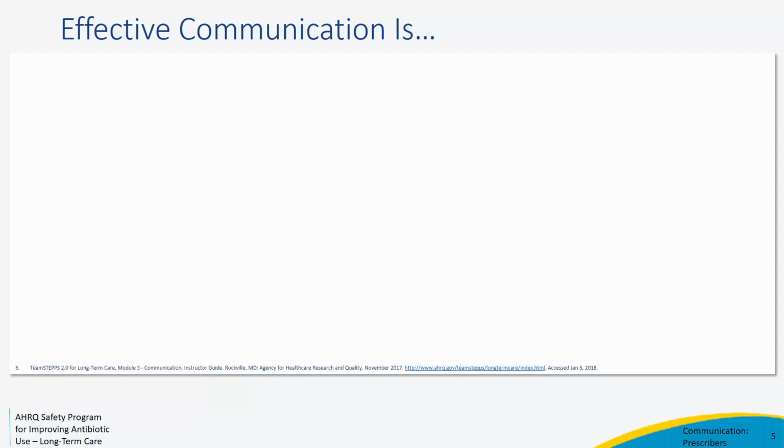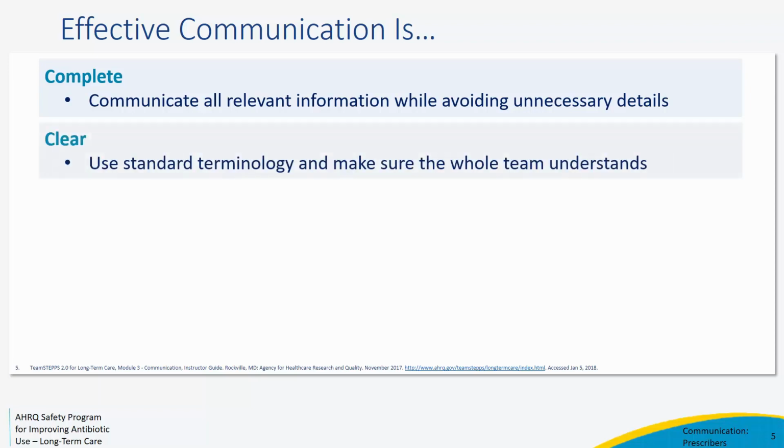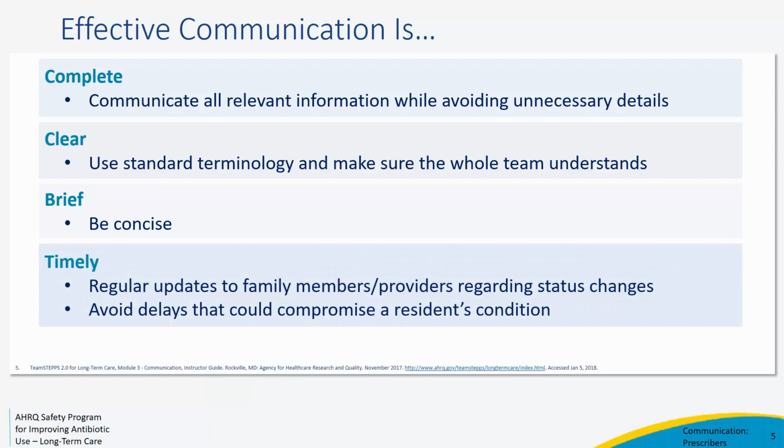Effective communication should be complete. Try to communicate all relevant information while avoiding unnecessary details. Clear. Use standard terminology and make sure the whole team understands. Brief. Being concise is key, especially with heavy workloads and time distractions. Finally, it should be timely. Communication should be provided in regular updates to family members and providers regarding status changes of the resident. Try to avoid delays that could compromise a resident's condition, even if you are caught up in another activity.